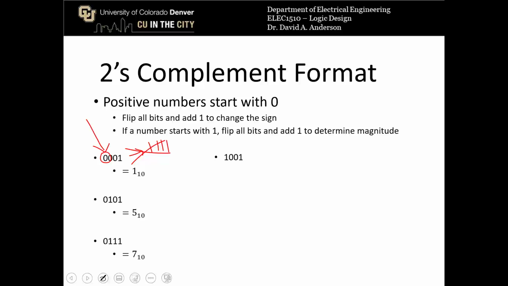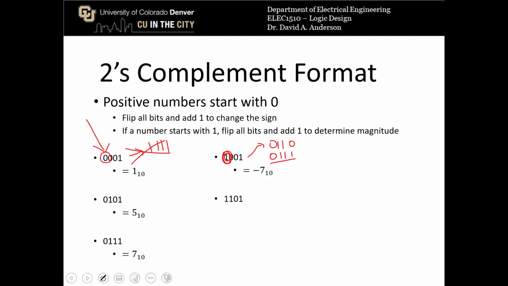1, 0, 0, 1, for example, starts with a 1, so we know that it's negative. And in order to determine the magnitude of this negative number, we have to flip all of the bits and add 1. So if we flip all of the bits, first we get 0, 1, 1, 0, and then add 1, and we get 0, 1, 1, 1. So that's going to be negative 7 base 10, because 0, 1, 1, 1 was 7, and the leading 1 told us that it was positive. I'm sorry, negative.